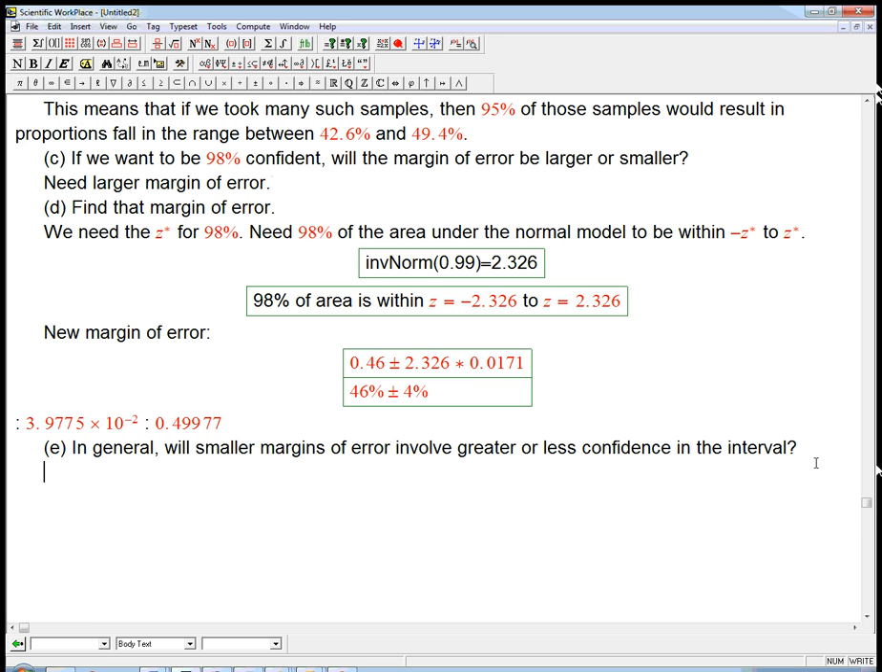Okay, and then in general, if I wanted to get a smaller margin of error, and I wanted to say, oh, I think it's 46% plus or minus 1%, well, we're not going to be very confident of that. A lot of the samples are probably going to go outside of that, and that's going to be less confidence in the interval. If you want to remember how it works, just remember there's no such thing as a free lunch. You can't have a smaller margin of error and greater confidence unless you do more work, namely have a bigger sample size.